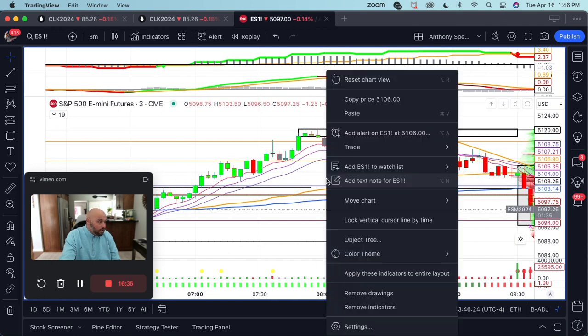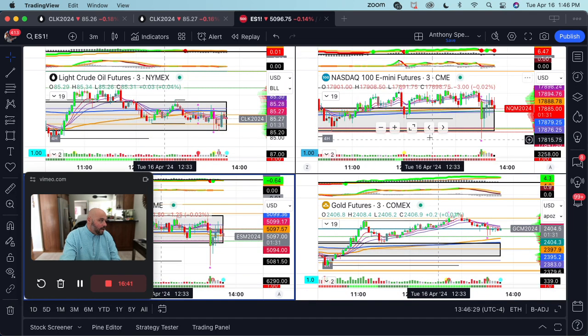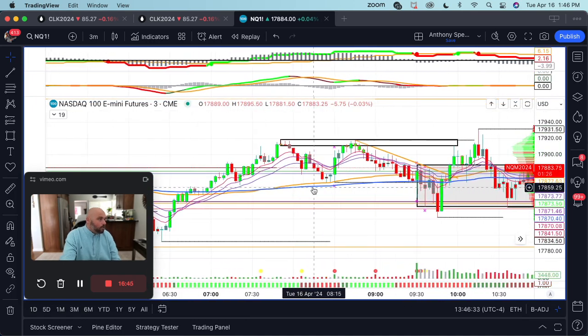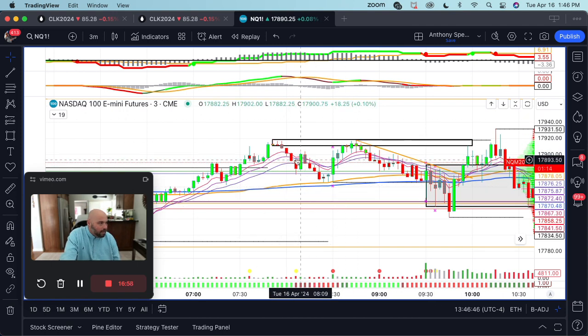Now, just as it did on the S&P, it did on the NASDAQ as well. So, if you're trading the NASDAQ, I am a huge proponent of doing what? Looking at the S&P. The S&P does trade more contracts, more liquidity. The S&P will have an impact on the NASDAQ.